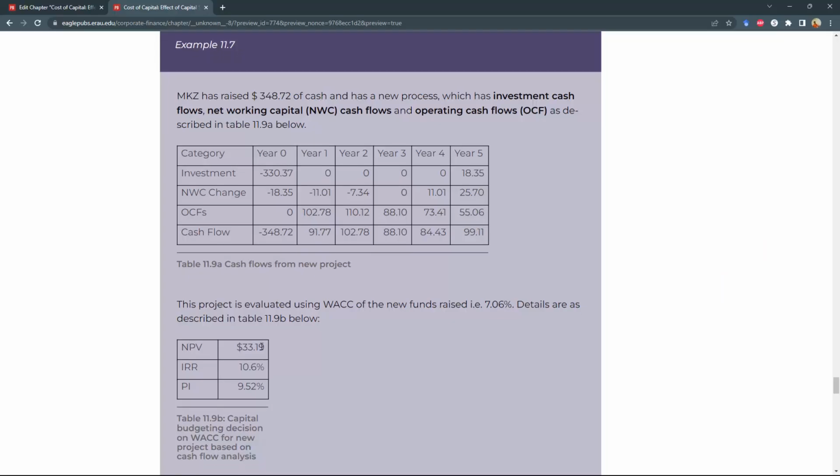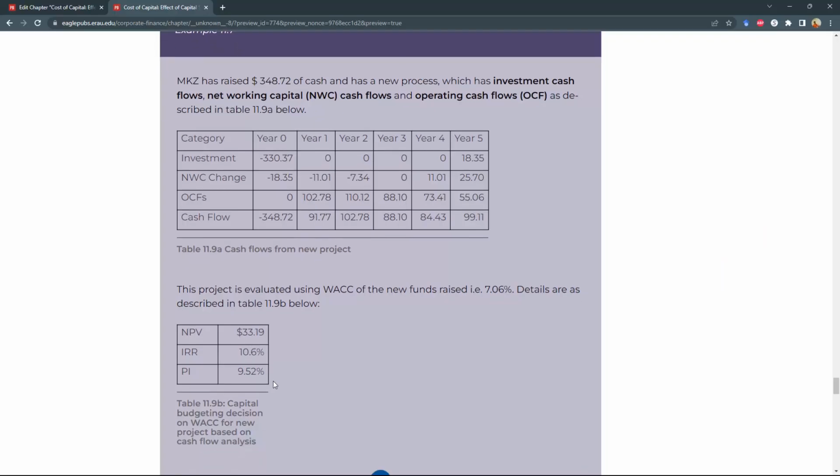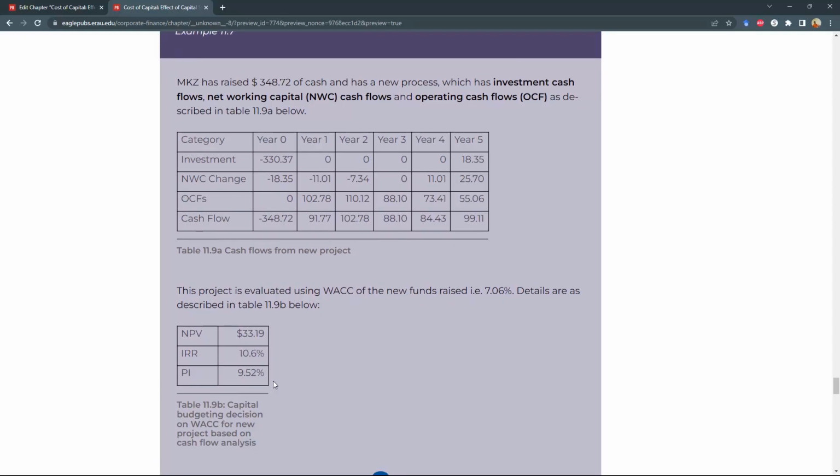So these are the numbers that we've obtained here: 33.19, 10.6, and 9.52%. And that's example 11.7.